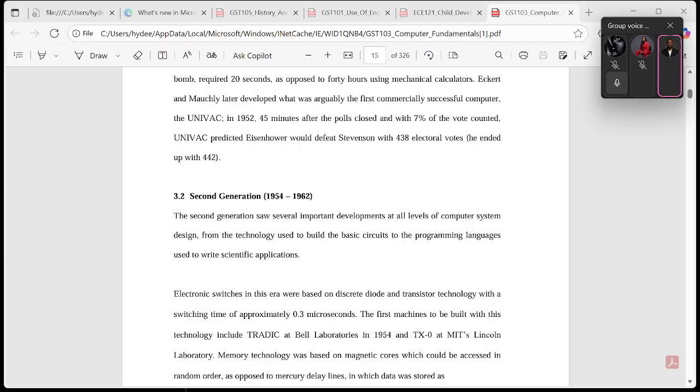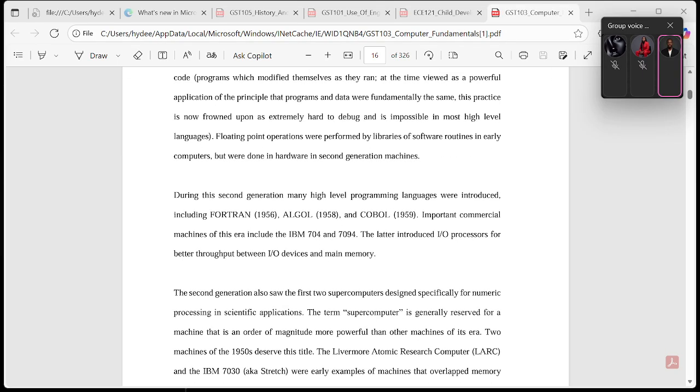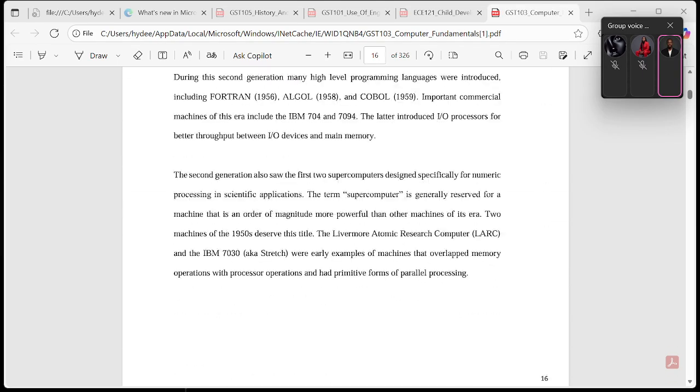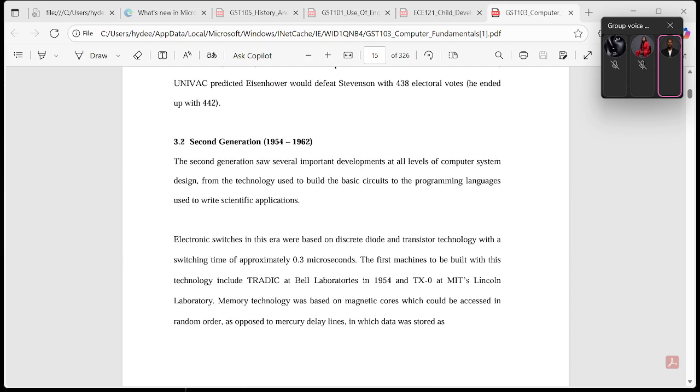Please let us take note of the years 1954 to 1962. This is for the second generation, and the key points under this are not much. The core technology of the second generation are the transistors. They had discrete diode and transistor technology.